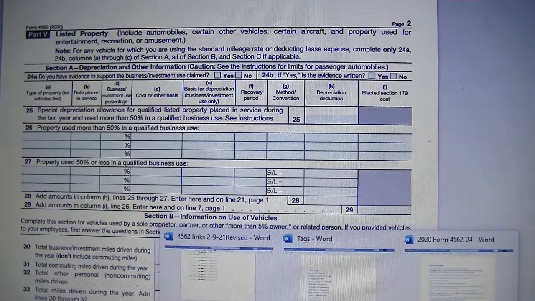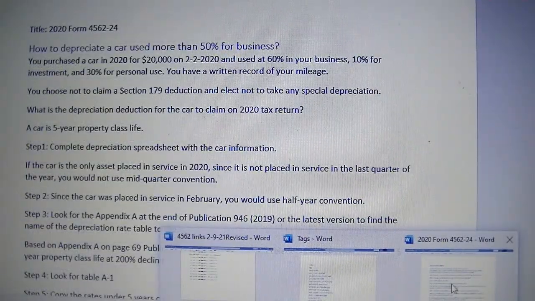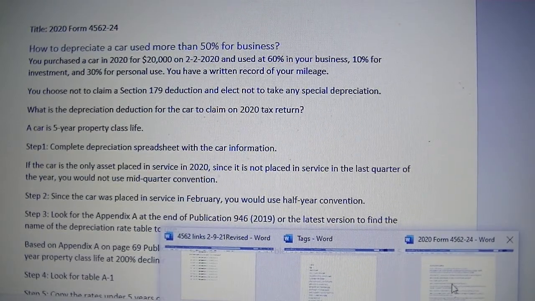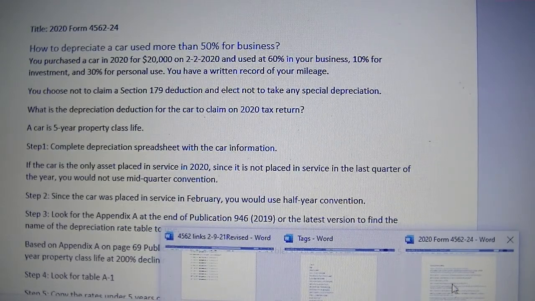We are going to estimate you purchase the car in 2020 for $20,000 and use 60% in your business, 10% for investment and 30% for personal. You are not claiming any section 179 and you elect not to take any special depreciation. So what is the depreciation deduction for the car to claim on the 2020 tax return?